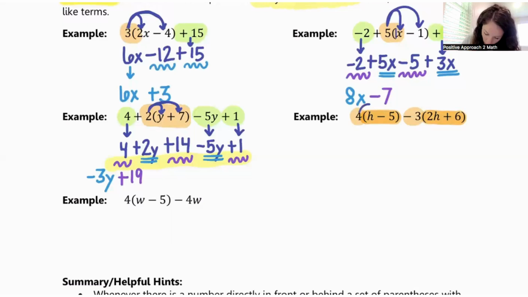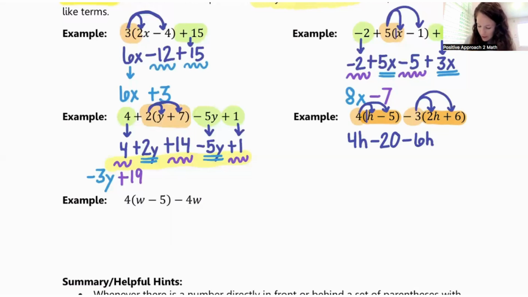So we're going to be doing 4 times 1h, which is 4h. Remember, there's an invisible 1 in front. And 4 times negative 5 is negative 20, okay? Now we're going to distribute negative 3. So we're going to do negative 3 times 2h, which will give us negative 6h. And then we're going to do negative 3 times 6, which will give us negative 18.